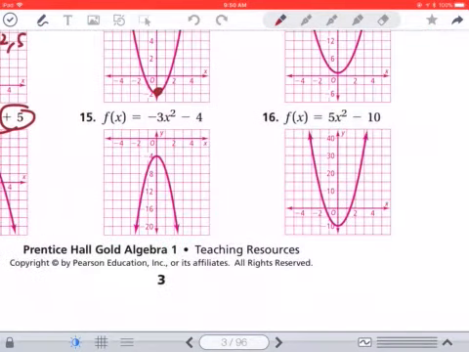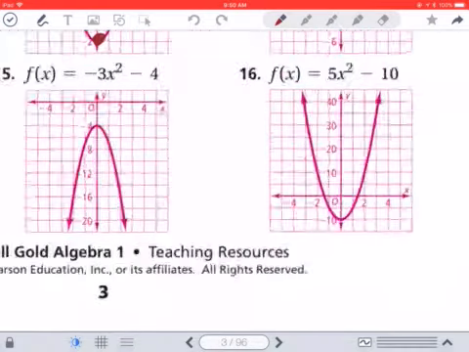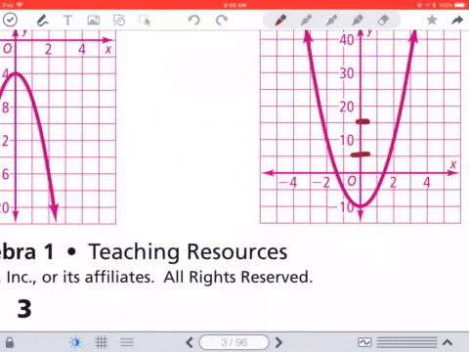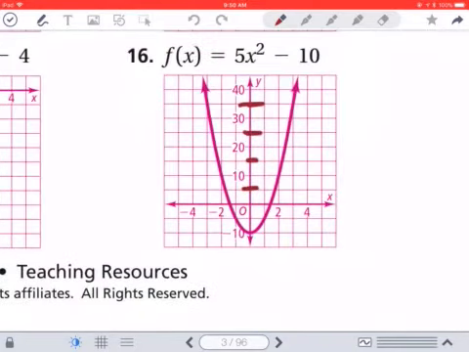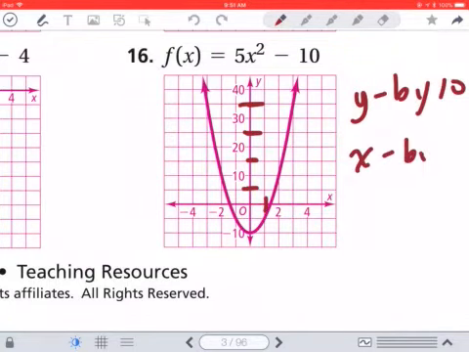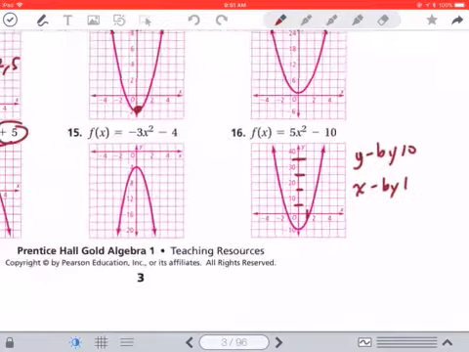Number 15, -3x squared minus 4. Number 16, there's the graph of 5x squared minus 10. Notice that they're going by tens here when they graph it, so you might need to scale your graph sometimes to fit it on there. So the y-axis is going by 10, and the x-axis is going by 1. That's okay to do if you want to fit something on there.